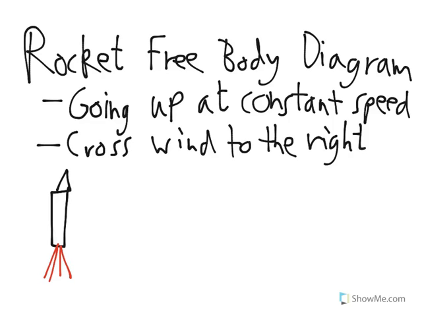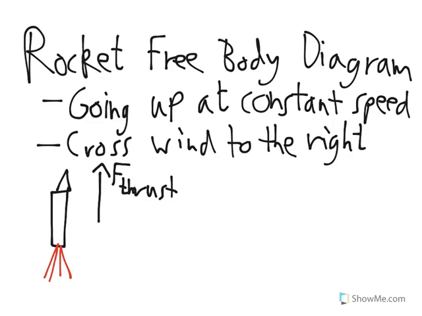Now, even though the flames are going down, it's very important to remember that the thrust is upward. The rocket's engines are accelerating it upwards, so it's an upwards force, because the force points in the direction of acceleration. So we use the big F notation, capital F, and then thrust, to mean the force due to thrust.